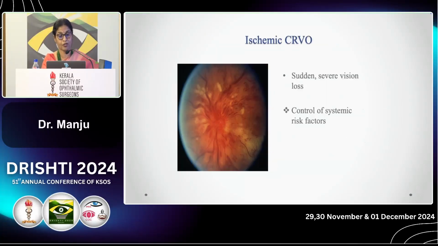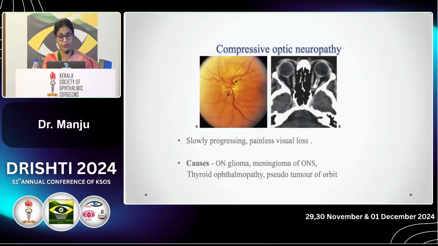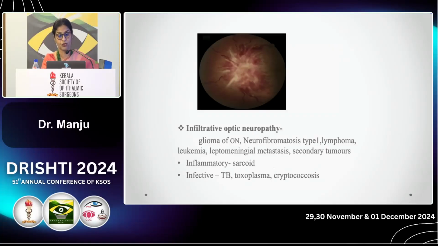Ischemic CRVO, we are not going to misdiagnose this. You can see disc edema, and veins are very tortuous and engorged. You can see hemorrhages and soft exudates extending up to the periphery. Now, compression of the optic nerve may be due to optic nerve glioma or a meningioma of the optic nerve sheath. The disc is swollen, and sometimes you can see optociliary shunt vessels also. Rarely you can see such a picture due to infiltration of the optic nerve by lymphoma, leukemias, or tuberous sclerosis.